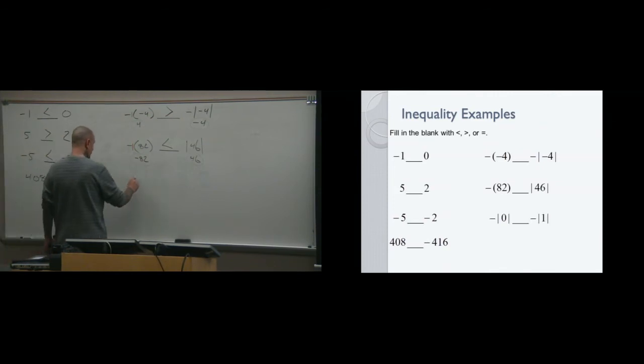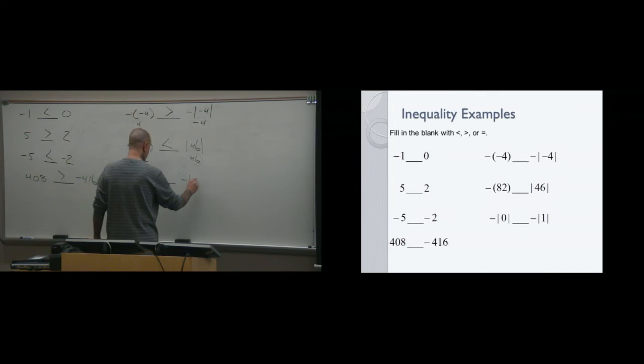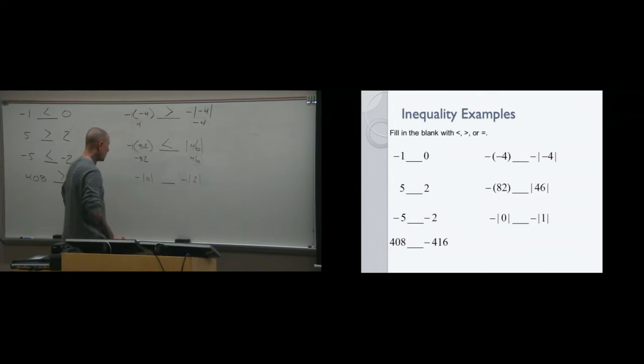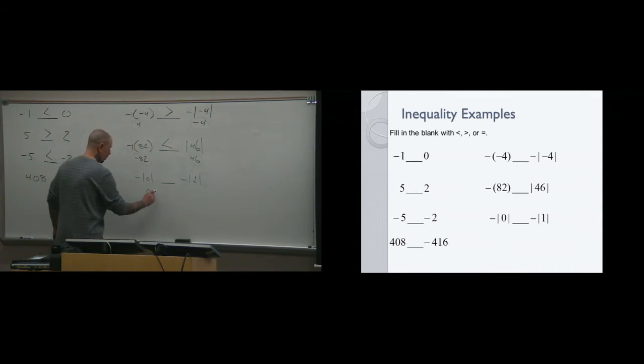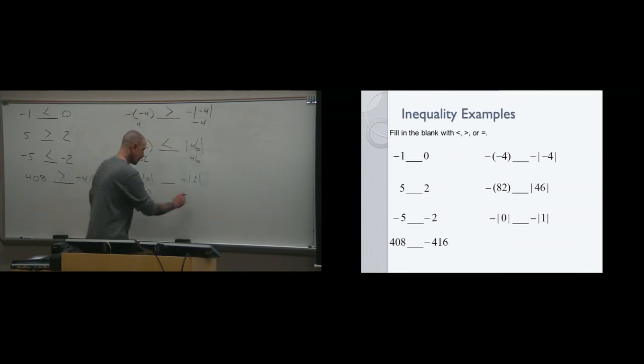All right, so here I've got the negative absolute value of 0. And I want to compare that to the negative absolute value of 1. Well, what's the absolute value of 0? 0. Is there a -0? No, so we just write 0. What is this, the negative absolute value of 1? What are we going to get there? -1, because the negative sign's on the outside of the parentheses.